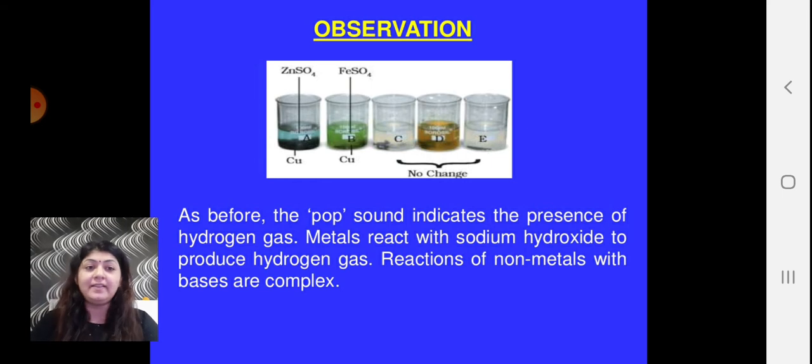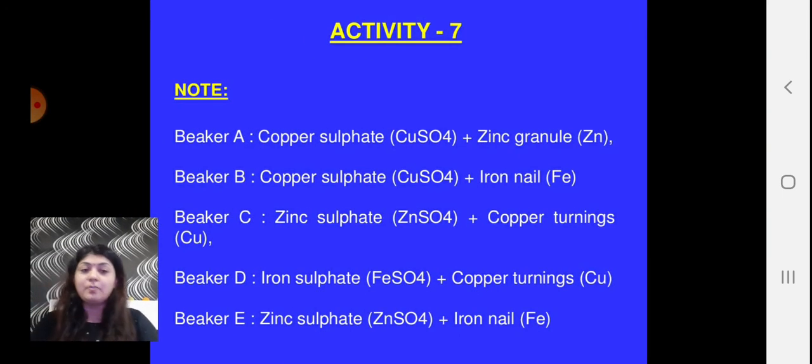Now you can see the first two beakers, beaker A and beaker B, have copper sulfate solution. Whenever I add a zinc granule to the copper sulfate, zinc is more powerful and it will displace the copper. So copper will settle down and a new substance, zinc sulfate, is formed. Similarly in beaker B, iron will displace copper from copper sulfate and form ferrous sulfate, a new solution, and copper will settle down at the base.